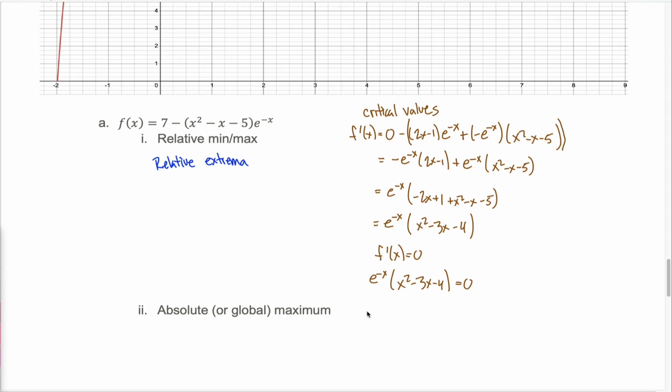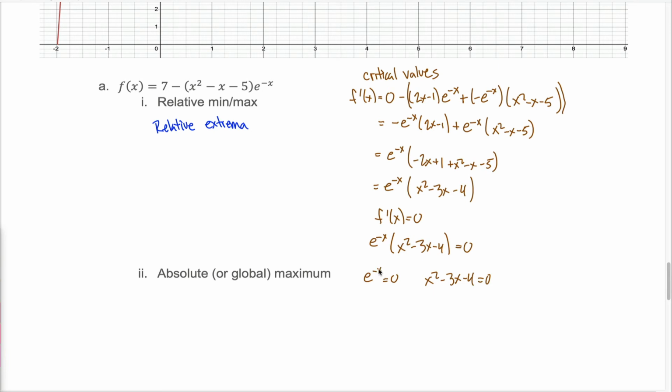Something times something equals 0 if e to the negative x equals 0, or if x squared minus 3x minus 4 equals 0. There's no solutions over here. There's nothing I can raise e up to make it equal to 0. But there are solutions over here, because this factors as x minus 4 times x plus 1. So I get solutions when x equals 4 or when x equals negative 1. My critical values happen when x equals 4 and when x equals negative 1.